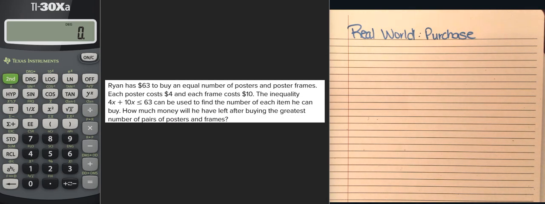All right, so we're working on another real world example where we're going to use what we know about multiplication and division in terms of inequalities for us to solve a real world problem.